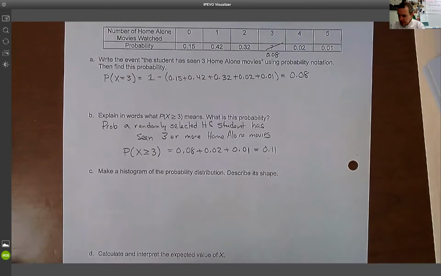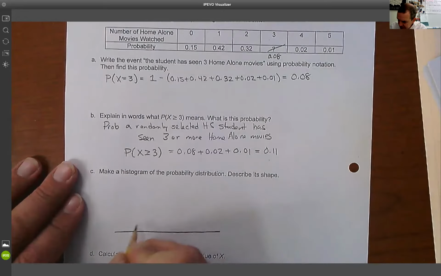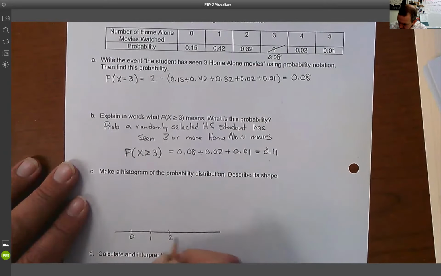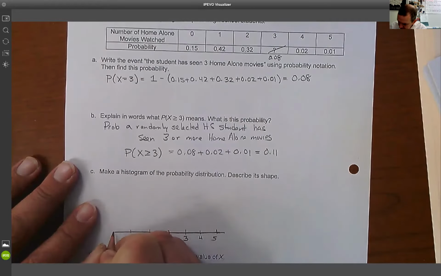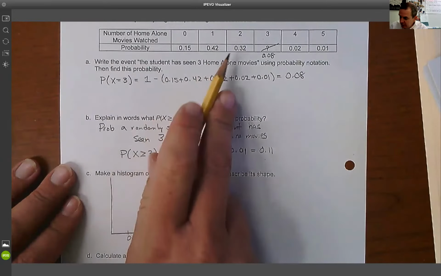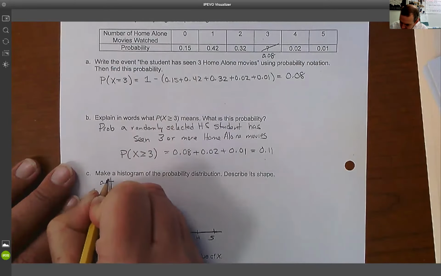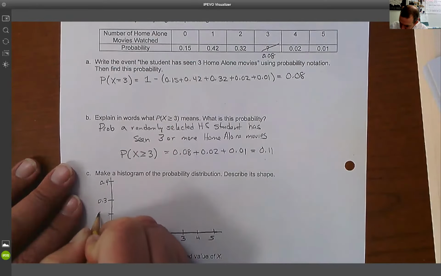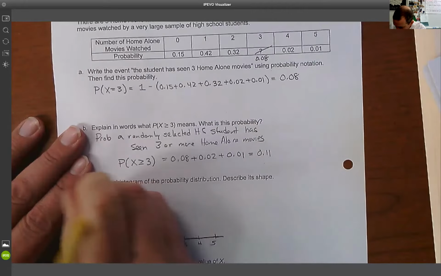Make a histogram. Again, a histogram is going to be the bars touching one another. So in this case, I'm going to say the possibilities are 0, 1, 2, 3, 4, 5, and I'm going to make a probability proportions axis over here. If we look at it, the biggest one is 42%, so that's my highest point. I'm going to say in this case 0.4, 0.3, 0.2, 0.1. That's exactly even.